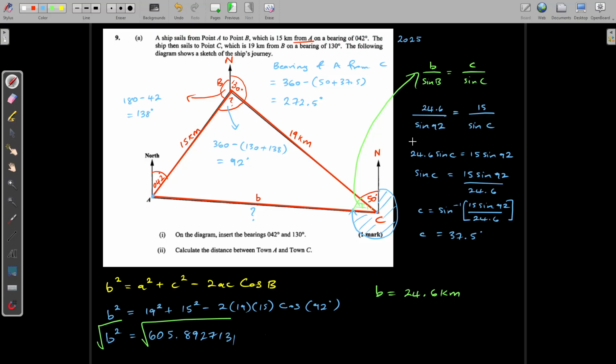So when doing bearings questions, the most that you'll get is just sine and cosine rule.